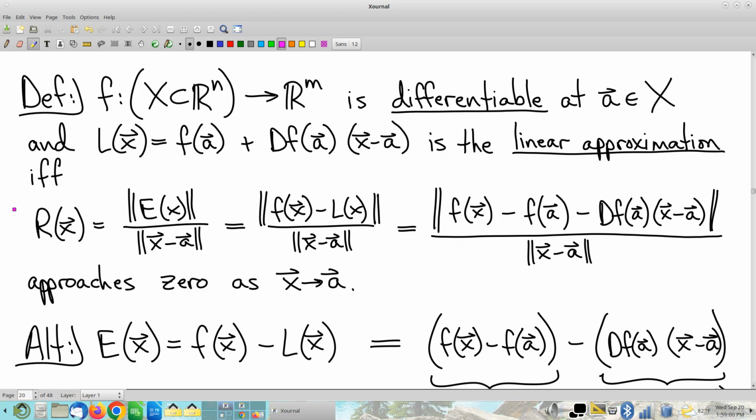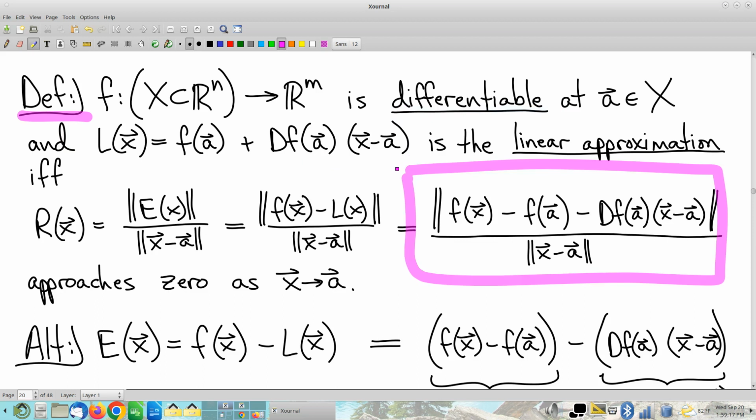Okay, so here's the definition of differentiability. This is in the book, but a function is differentiable if, and furthermore, this is the linear approximation, if a certain thing happens, and the formula is that you need this great big scary looking expression here to approach 0. And when you see this expression by itself, you're like, wait, what? Where did that come from? What are we talking about here?